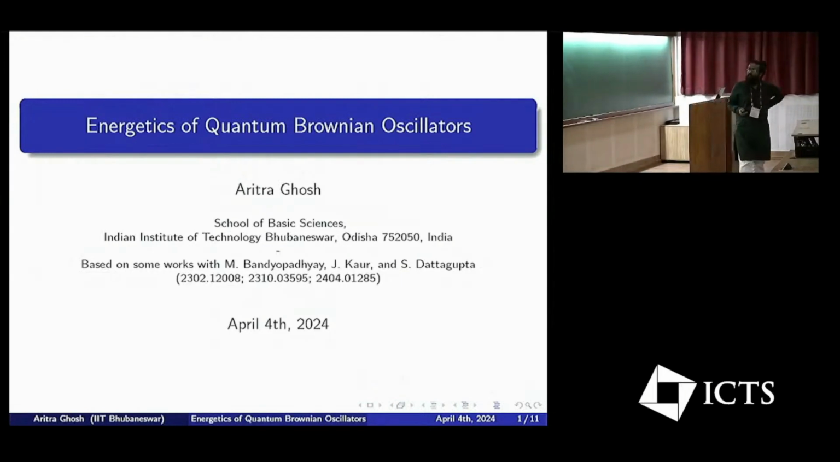So I'll be talking about the energetics of quantum Brownian oscillators. Most of this work that I'll talk about has been done with Malay Bandyopadhyay at IIT Bhubaneswar and Jasleen, who is Malay's PhD student. We'll be talking mostly about the strong coupling limit, but towards the end, I'll mention the weak coupling limit, which appears in this preprint, which we put out earlier this week. This work I did jointly with Shushanta Dattagupta.